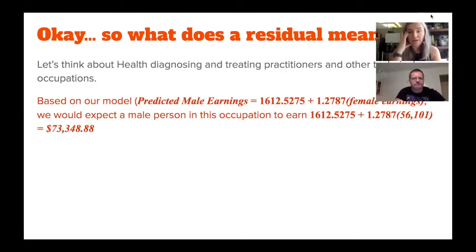So one thing that statisticians do that algebra people don't, and maybe it's boo on them and us because we also teach algebra, is instead of using X and Y, they'll use whole phrases. So you might see something like predicted male earnings is equal to 1612.52 plus 1.2787 times female earnings. Or you might not see the word predicted. You might see male earnings with the hat on it.